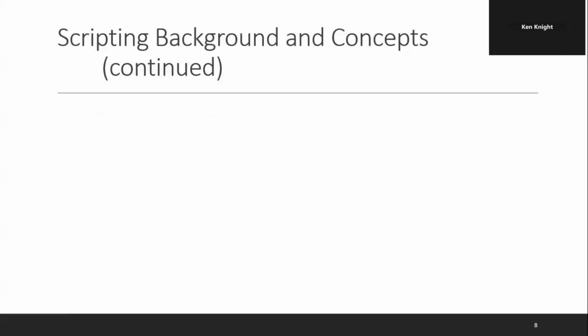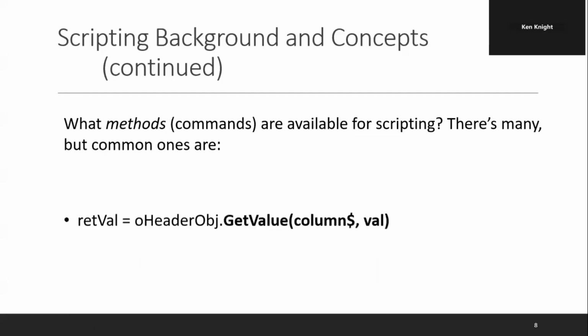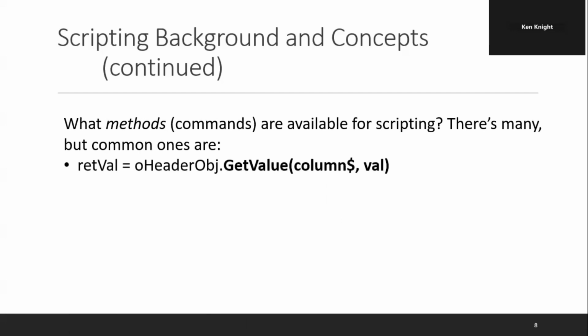Okay, so we've talked about what types of objects are available. We've talked about the ways that we can connect to them. So what kind of commands can we issue? What kind of methods, as they are called, are available to scripting? There's many, many ones, but common ones are things like GetValue. So in this example, I'm saying, okay, let's get a value from my header object. The inverse of that is SetValue. And here what I'm doing is setting a value on the current business object.